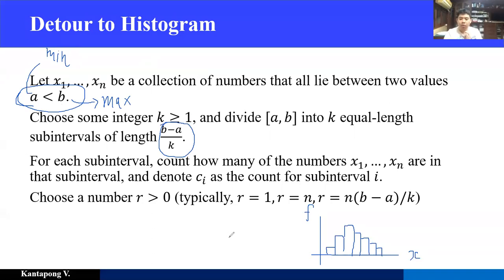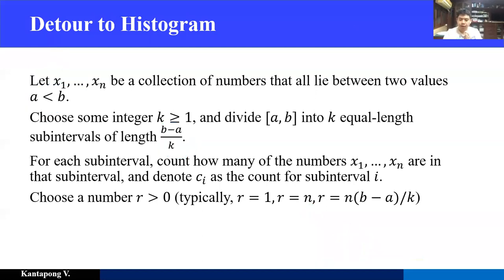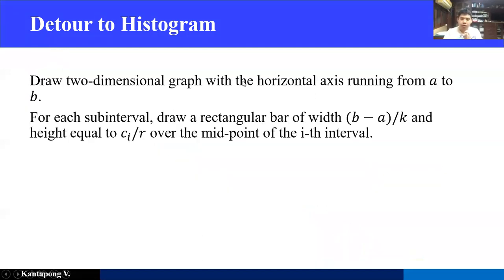And for each interval, we count how many of these numbers fall in this category. Okay. And then we draw the two-dimensional diagram, and for each subinterval, draw a rectangular bar that corresponds to C, right? Corresponding to C over R. So R here is the hyperparameter to govern what will be the height.